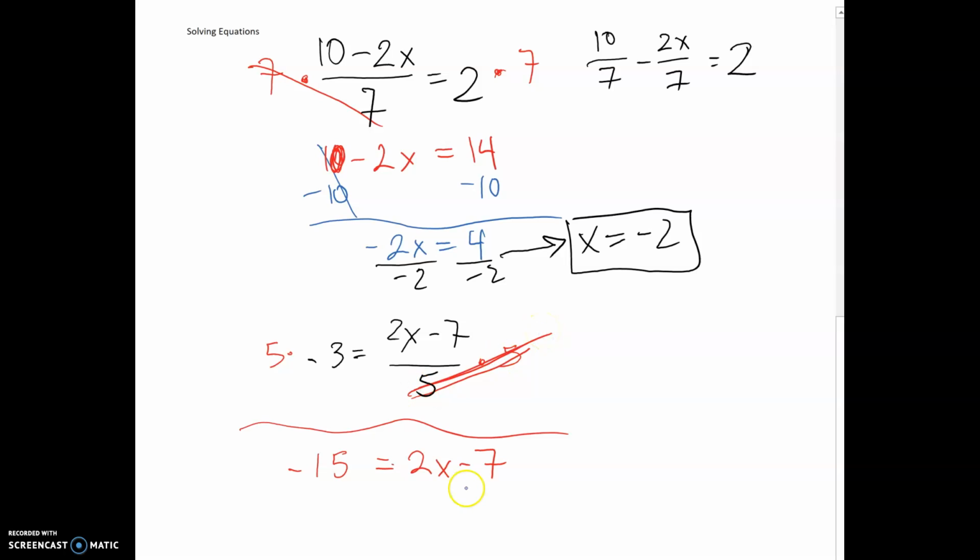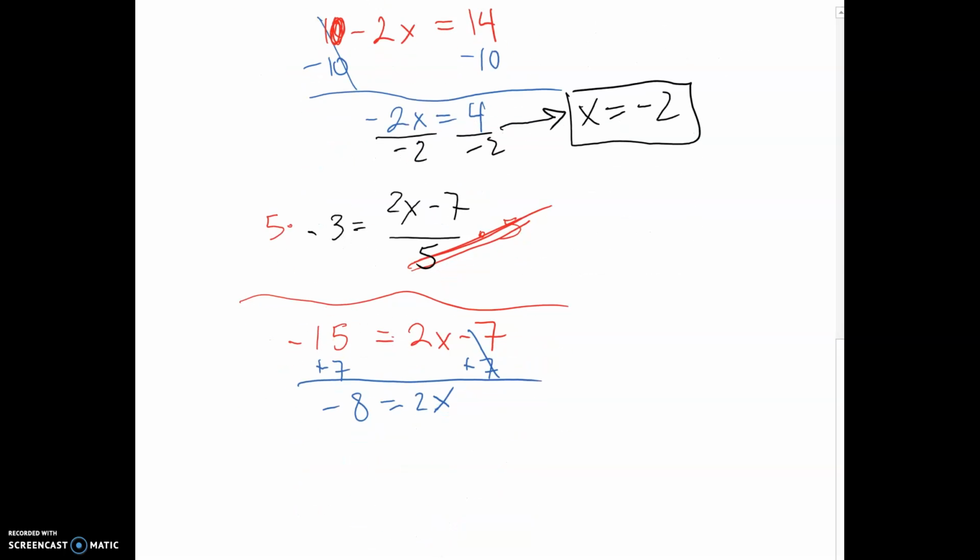Next step, add 7 to both sides. Be careful with your arithmetic here. Negative 8 equals 2x. And then finally, divide by 2. We get negative 4 is our x value.